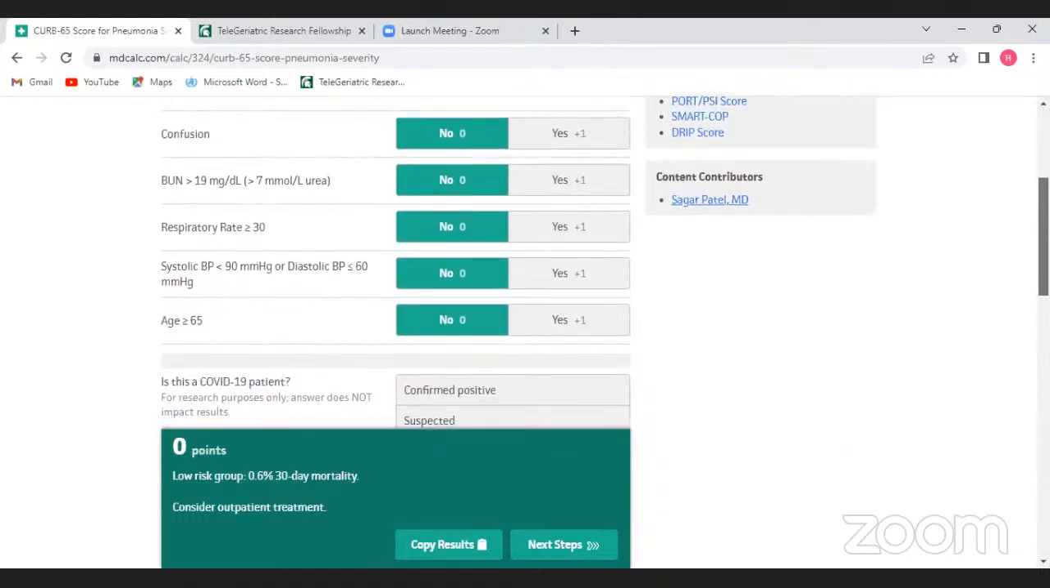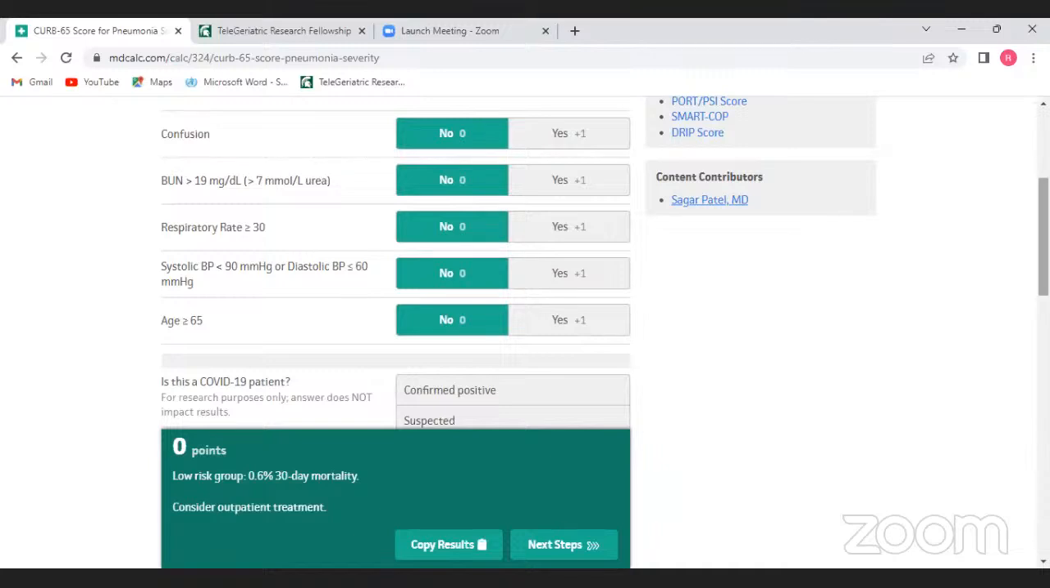Those are the variables used to calculate this score. Confusion, blood urea nitrogen more than 19 milligram per deciliter or more than 7 millimole per liter for urea. Respiratory rate more than or equal to 30. Systolic blood pressure less than 90 or diastolic blood pressure less than or equal to 60. Age more than or equal to 65. Each gives a score of 1.